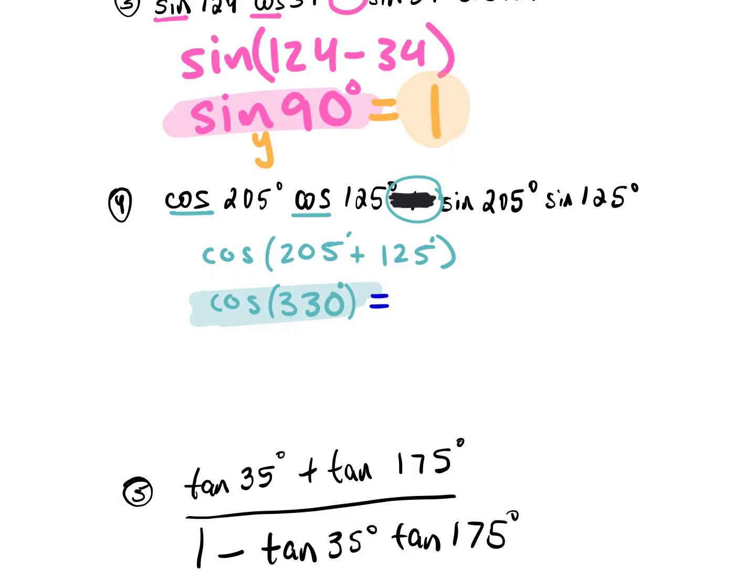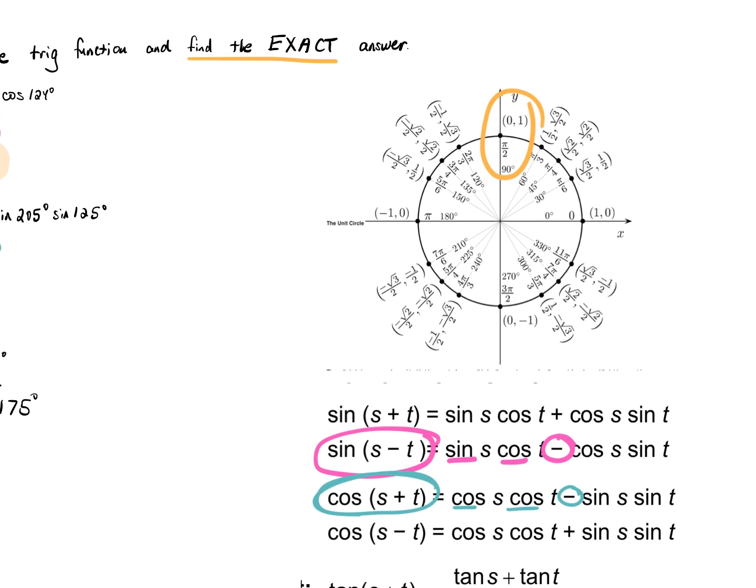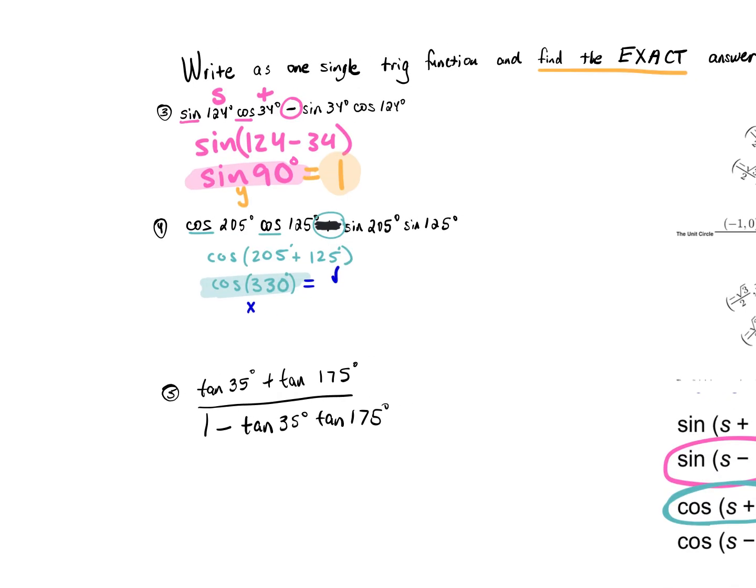Next, we want to find what this equals. So we're going to go to 330 on our unit circle. Cosine tells us we look at the x or the y? The x value. What is our x value at 330? Yeah, square root 3 over 2. Perfect. Awesome. So this is our second answer here.